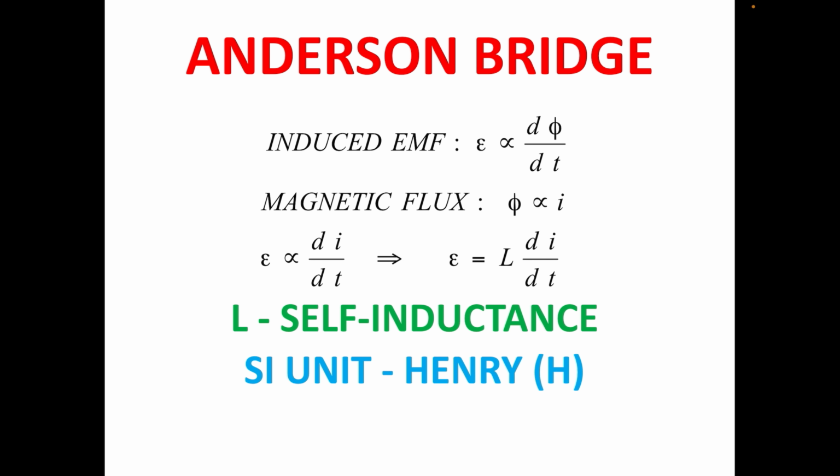And magnetic flux linked with a circuit is directly proportional to magnitude of current at the time of observation. So Faraday law becomes EMF proportional to rate of change of current, or we can write EMF is equal to L di over dt, where constant of proportionality L is called self-inductance of the circuit. SI unit of self-inductance L is Henry.